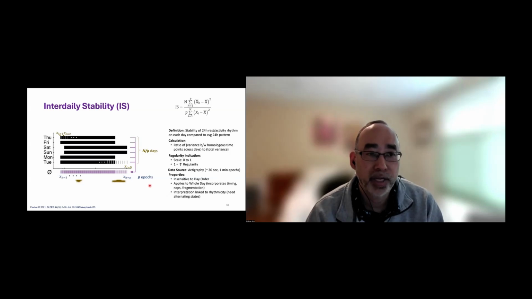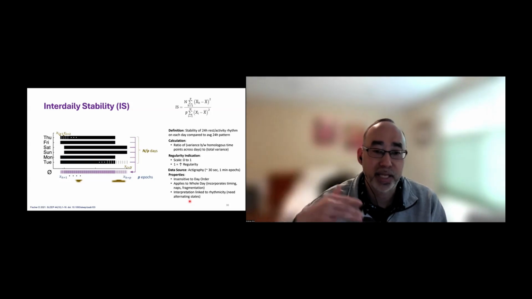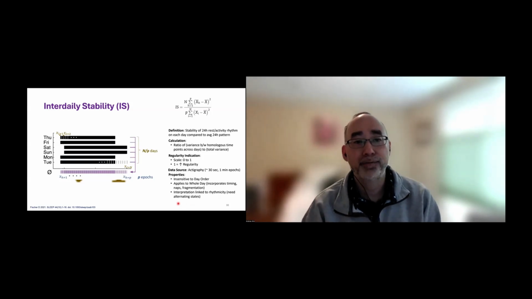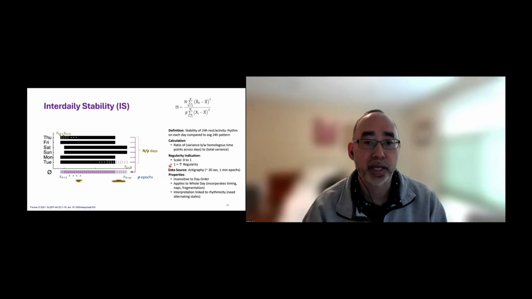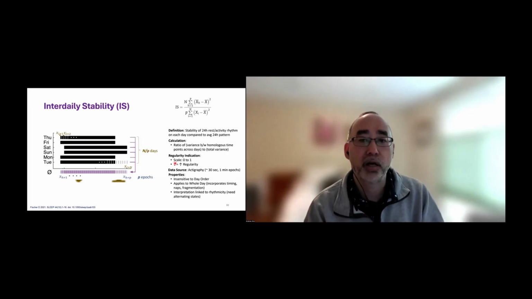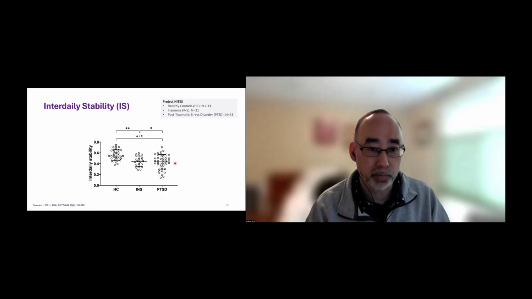And for whatever reason, interdaily stability in the literature has been linked to rhythmicity, because in order for the interdaily stability to have a substantial number, it needs alternating states. So if you have high interdaily stability, that suggests you have an element of rhythmicity in there as well.